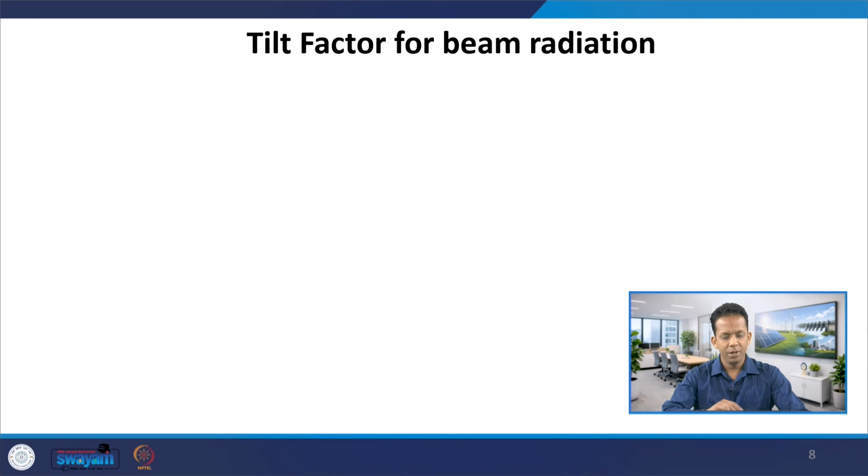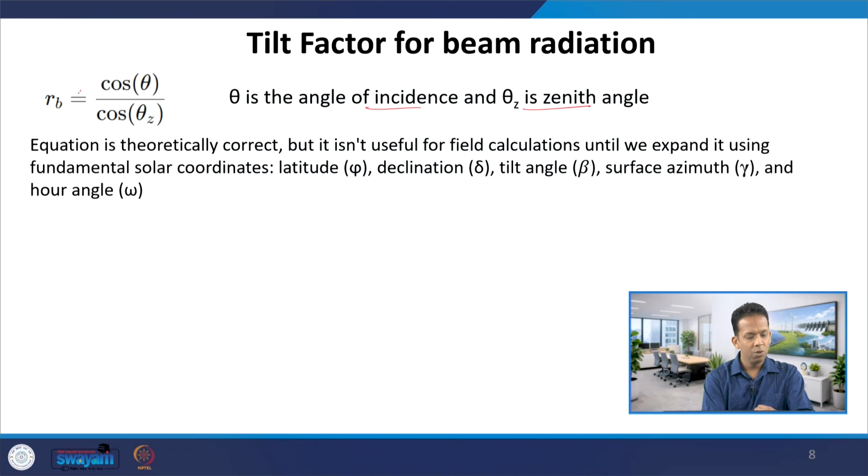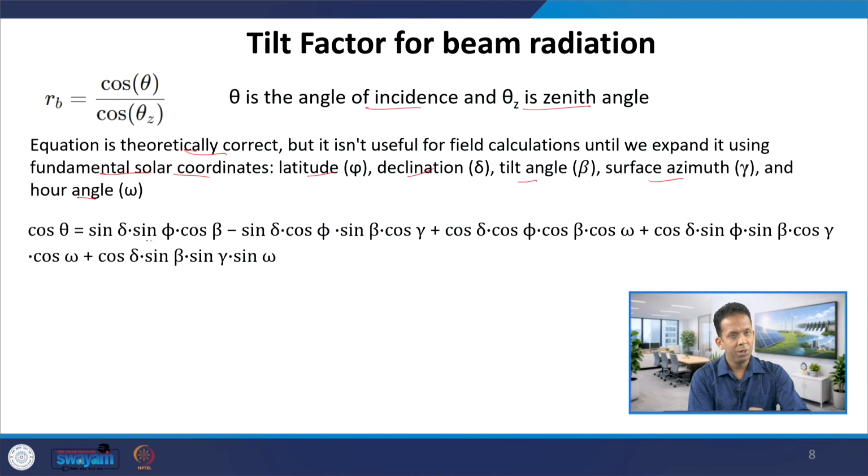Okay. So, let us look at the tilt factor for beam radiation. We can expand it using the formulas given in the book based on solar geometry. So theta is the angle of incidence, theta z is the zenith angle. Now this equation, cos theta by cos theta z, is theoretically correct, but for actual field calculations, it is difficult to measure the angle of incidence directly. Hence, we need to expand it using other fundamental solar coordinates, which depend on latitude, declination, tilt angle, surface azimuth and hour angle.